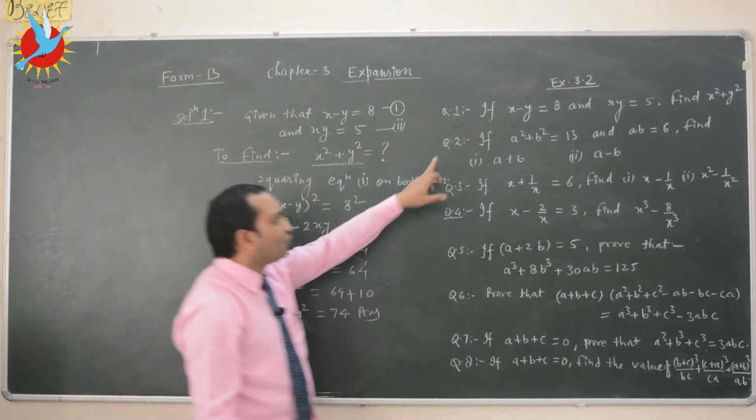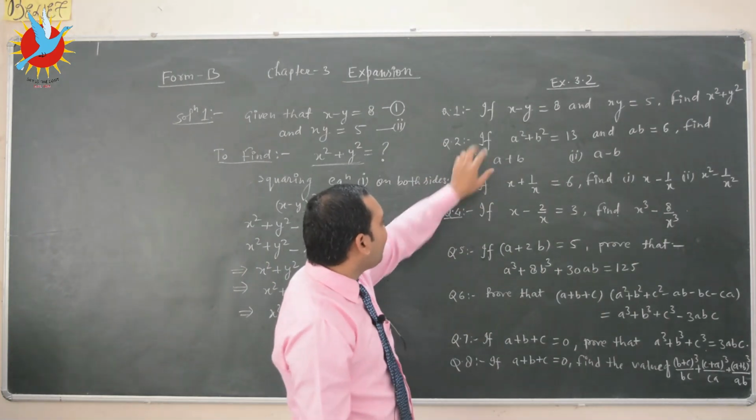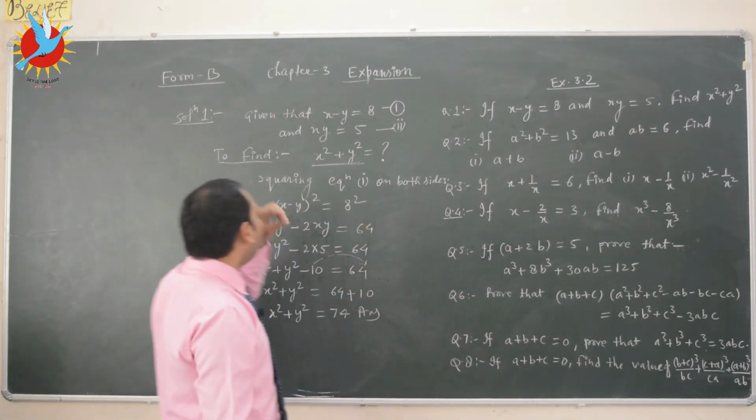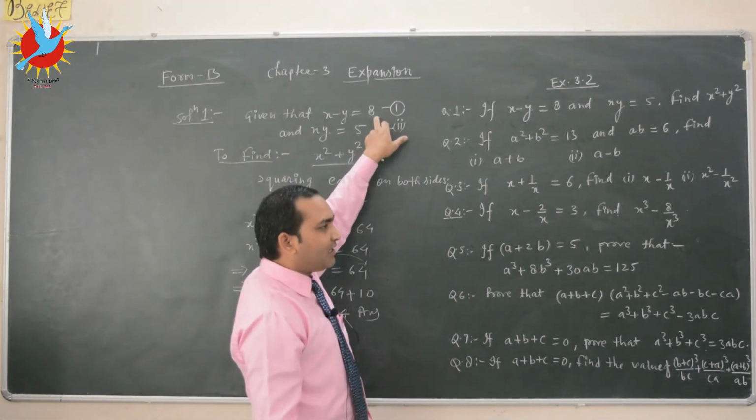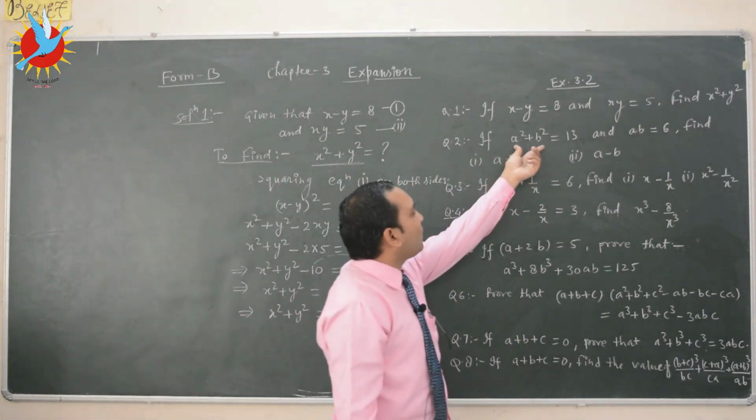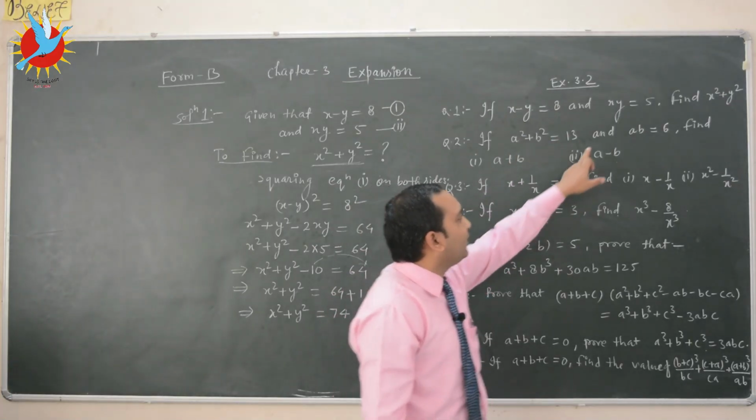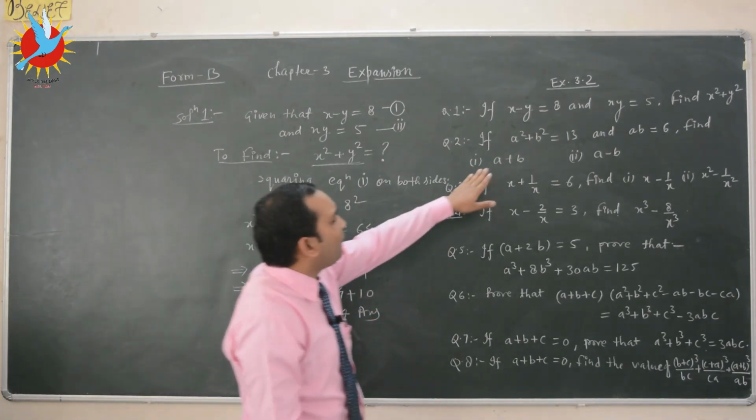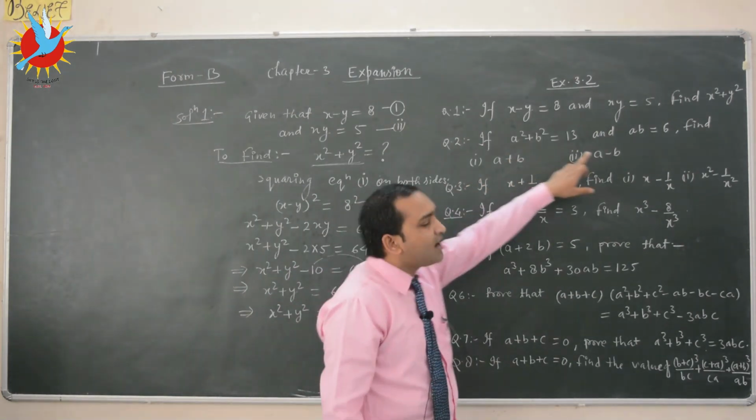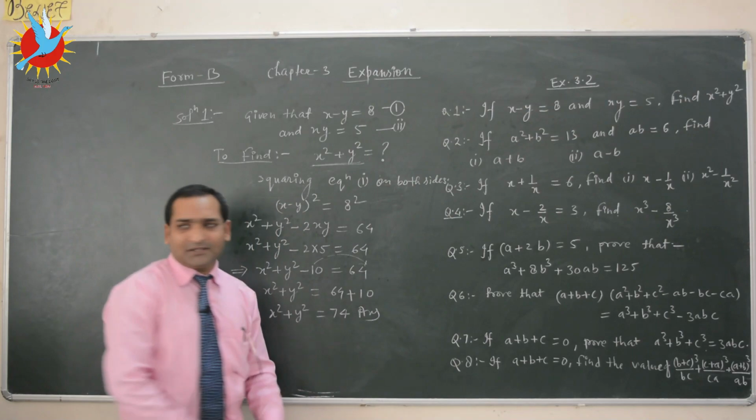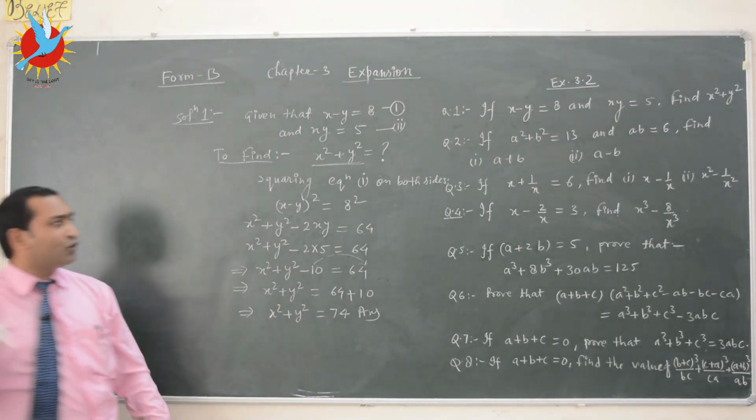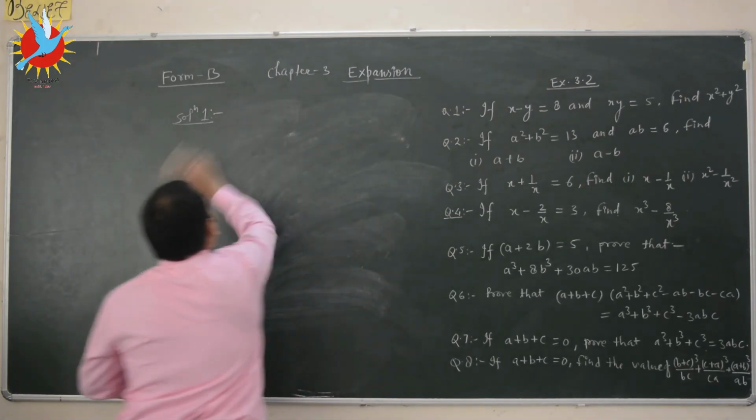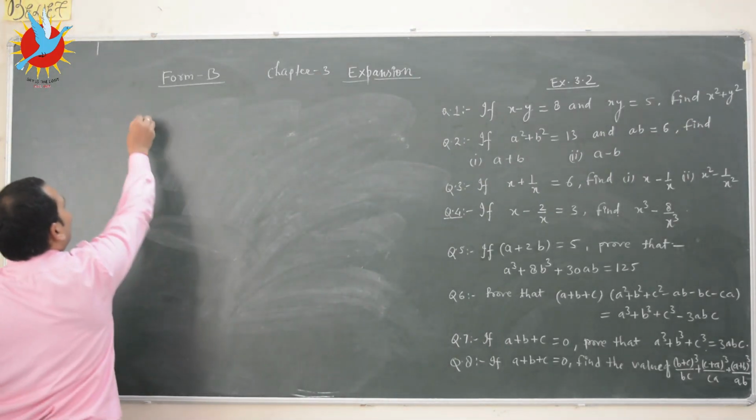Next question, question number 2. Here a square plus b square is equal to 13 given, a minus b is equal to 8 given, and ab is equal to 6. Now we want to find the value of a plus b and, second, a minus b. So we solve the second question.